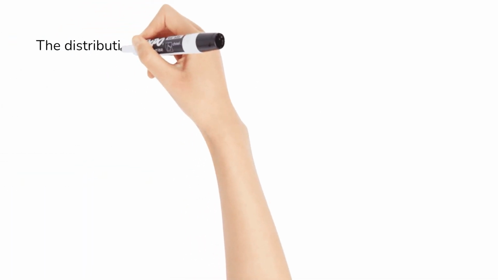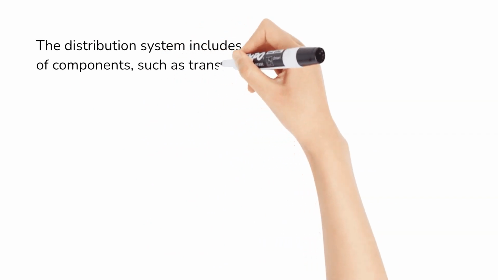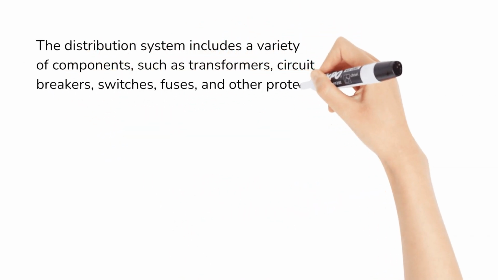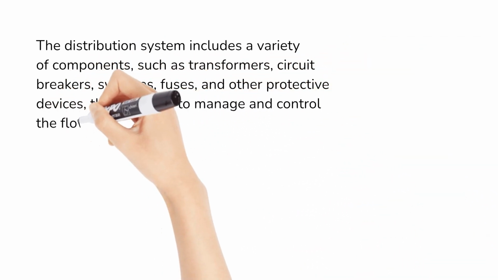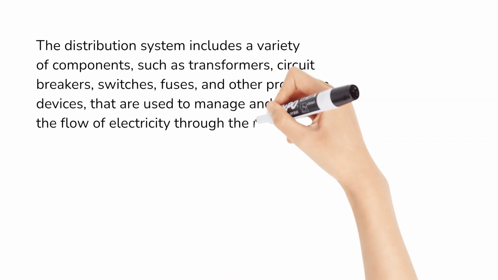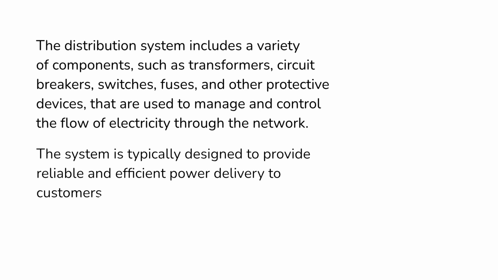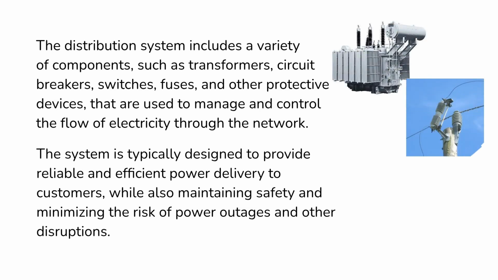A distribution system includes a variety of components such as transformers, circuit breakers, switches, fuses, and other protective devices that are used to manage and control the flow of electricity through the network. The system is typically designed to provide reliable and efficient power delivery to customers while also maintaining safety and minimizing the risk of power outages and other disruptions.